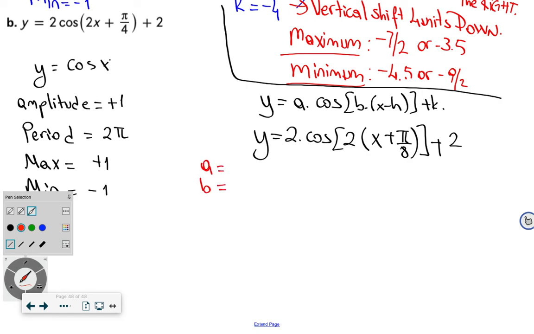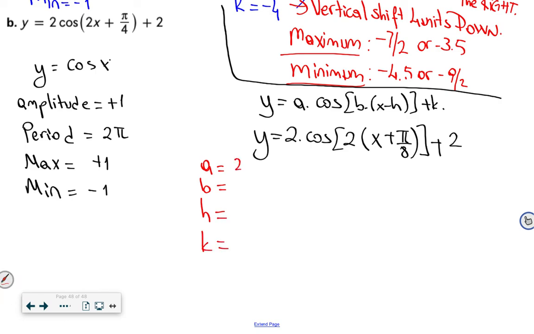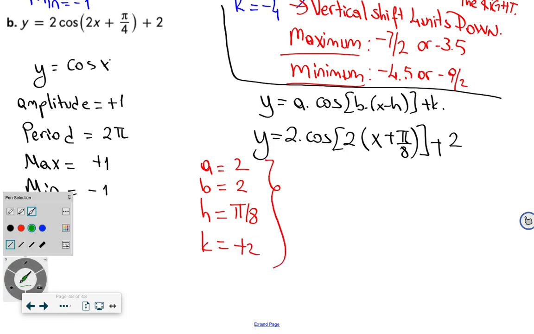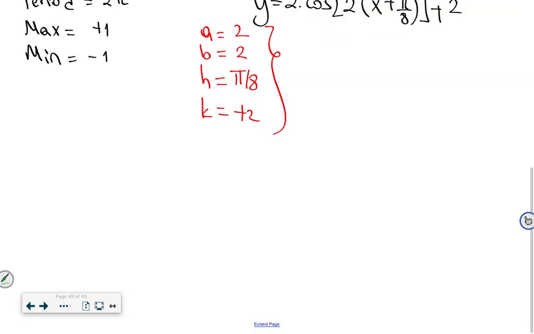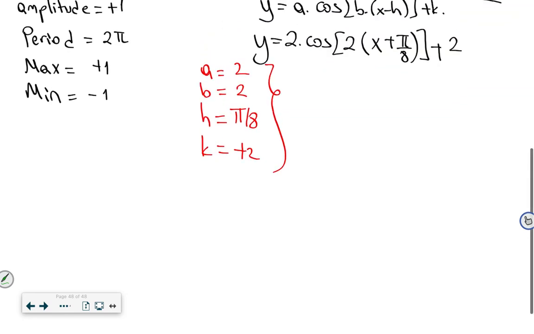Now I can find what a is, what b is, what h is, and k is. What is the a? 2. What is the b? 2 as well. What is your h? Pi over 8, and your k is positive 2. According to this information, I can find the amplitude of the transformed function. Amplitude of the transformed function is positive 2. Your period is going to become 2 pi over 2, which is pi.